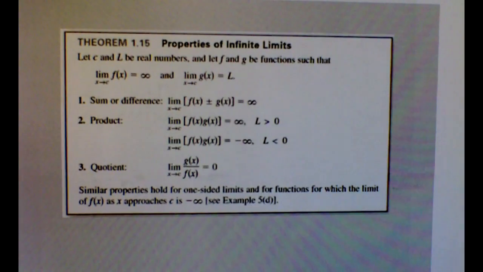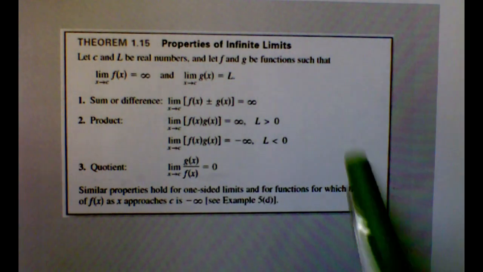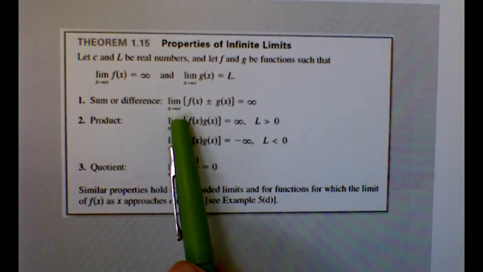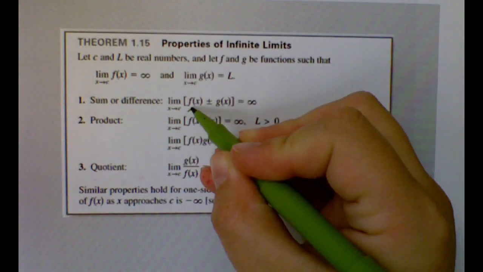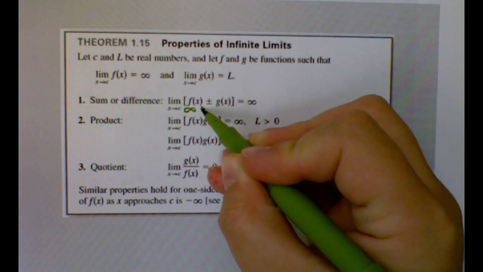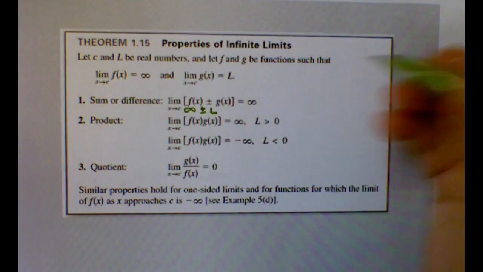Couple properties of infinite limits. C and L are going to be real numbers here, and f and g are functions, so the limit as x approaches C of f of x is infinity, and the limit as x approaches C of g of x is L. So sum or difference: the limit as x approaches C of two functions added together. Remember, we could separate that. The limit as x approaches C of f of x is infinity, plus or minus g of x was L. This basically says infinity plus or minus L is infinity.